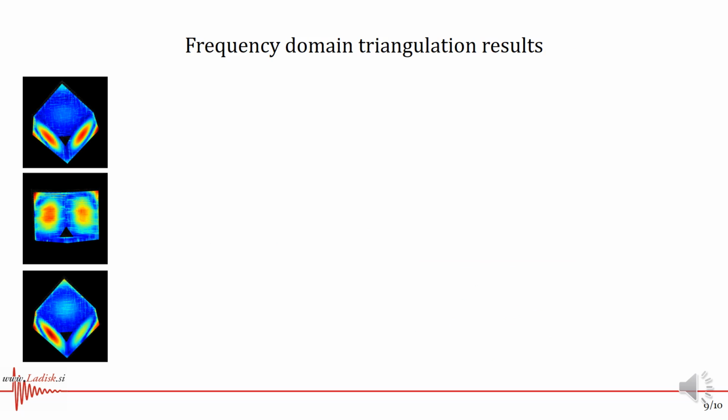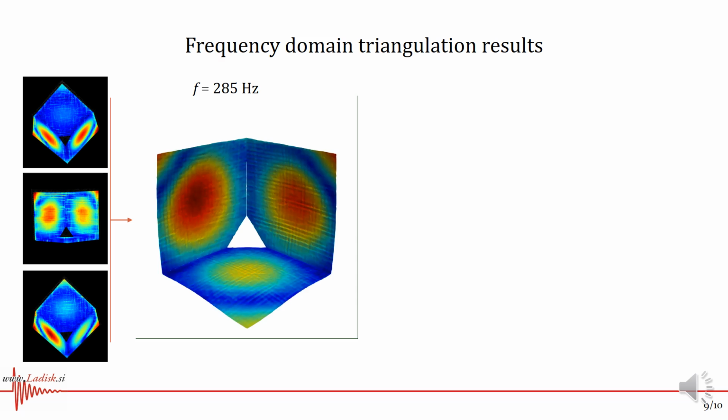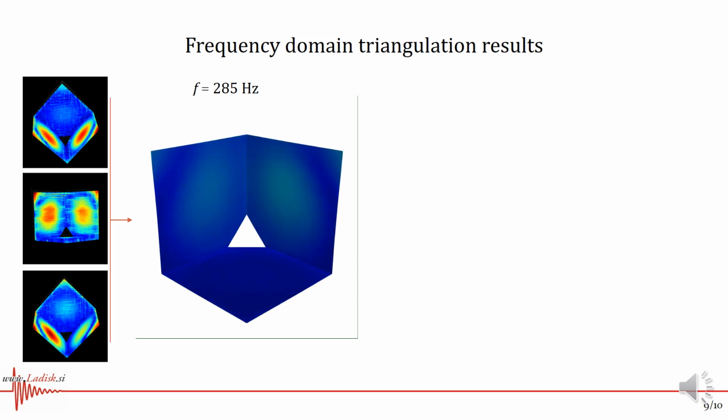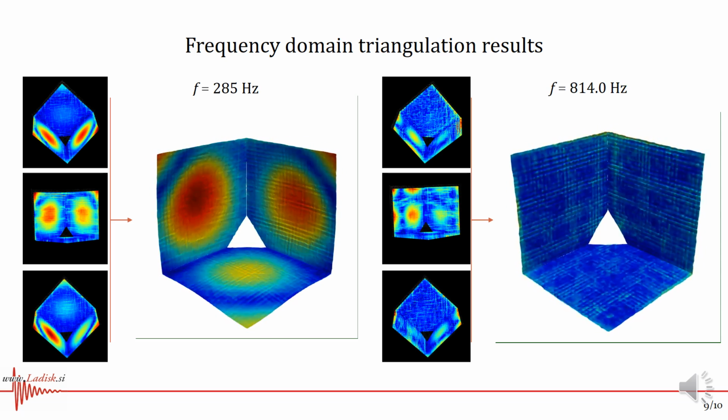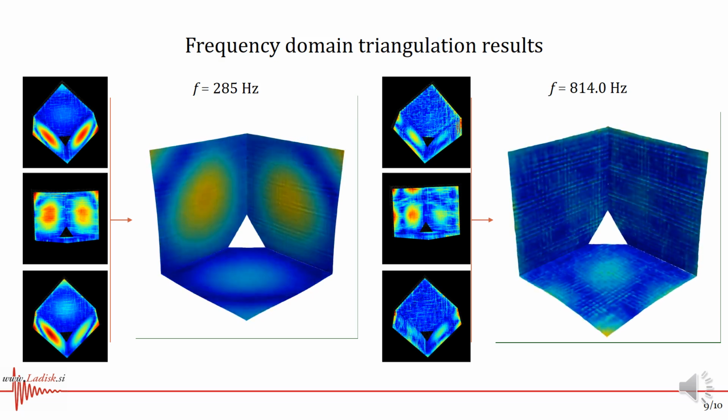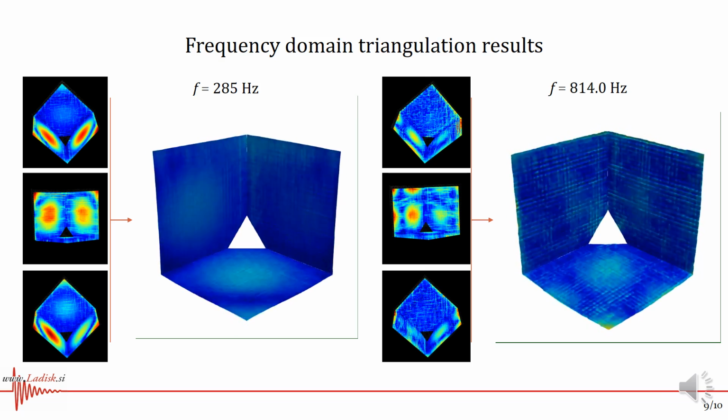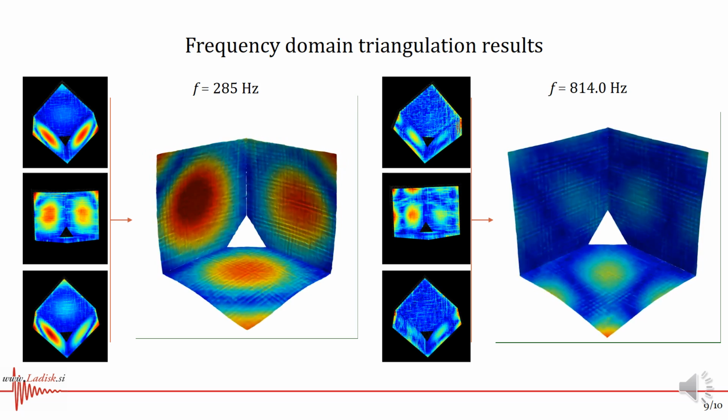And here we can see the final result, the operating deflection shapes resulting from the frequency domain triangulation step. At the higher frequency, where the random noise in the image-based measurement is more prominent, we can also see the positive effects of the overdetermined triangulation step in the final result.